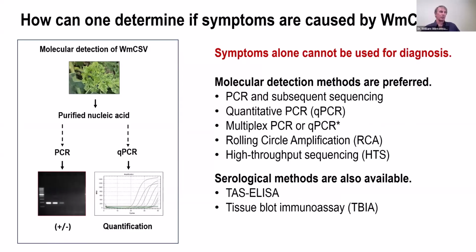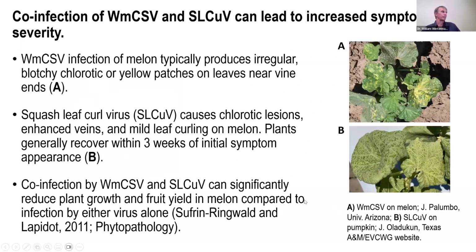The beauty of watermelon chlorotic stunt, as with other begomoviruses, is you can use a different method called rolling circle amplification, which basically taps into the virus's replication process and can be used as a way to get a large chunk of the genome and find out what you have and what it might be related to. Serological methods are also available for detection of watermelon chlorotic stunt and can be useful for measuring the amount of virus or determining whether the plant is infected with the squash leaf curl virus.